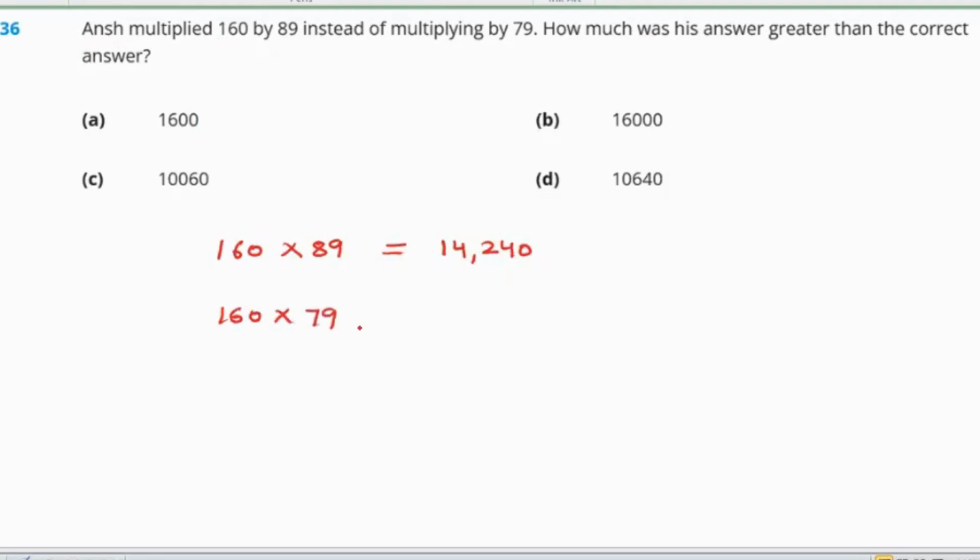Okay, so if he had multiplied 160 by 79, he got 12,640. According to the question, we need to find out how much was his answer greater than the correct answer. So he should do that, and instead of that he has done this. So what is the difference between them? Simply we need to find the difference. If we subtract 12,640 from 14,240, we will be getting the difference of 1,600. Okay, so our correct answer has to be option number A, which is 1,600.